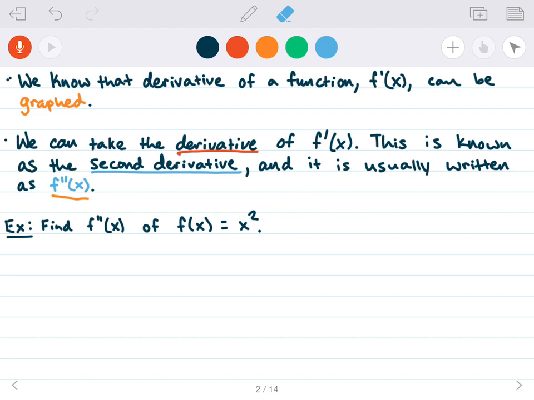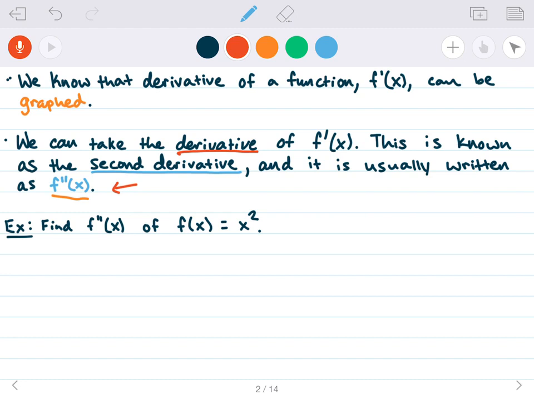because derivatives are just functions. So we can take the derivative of a function. We can also take the derivative of a derivative. Because the derivative of the function, we can take the derivative of it. And this is called the second derivative. And we usually denote it like this with 2 primes. So this is f double prime of x. This is our second derivative.